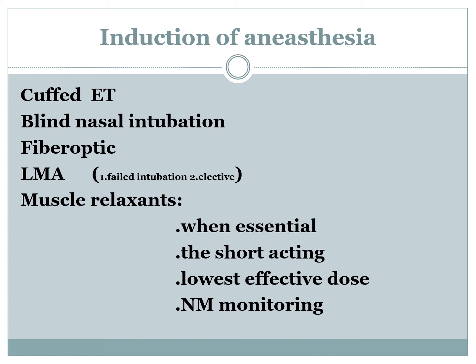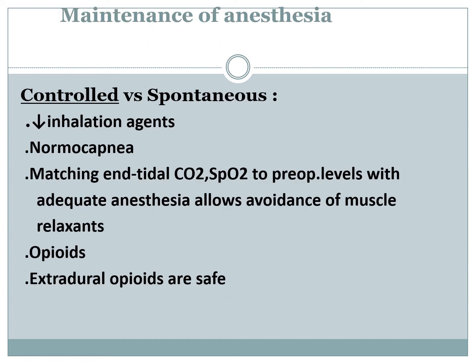The use of muscle relaxants should be kept to a minimum, and use the short-acting ones with the lowest effective dose, along with neuromuscular monitoring with a peripheral nerve stimulator. The controlled method of mechanical ventilation is superior to spontaneous by reducing the inhalation agents, maintaining normal capnia. And it has been noted that matching the end-tidal CO2 and arterial partial pressure of oxygen to preoperative levels with adequate use of anesthesia will allow the avoidance of the use of muscle relaxants.